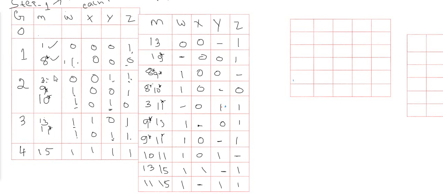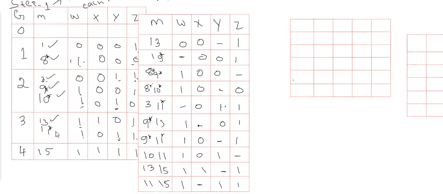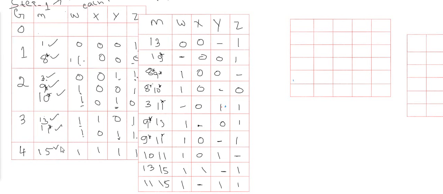8 is there in some grouping, 3 is there, 9 is there, 10 is there, 13 is there, 11 is there, 15 is there. So you can make all the tick marks, and the first grouping we can leave, not required to continue next. Now we can move on to step 3.